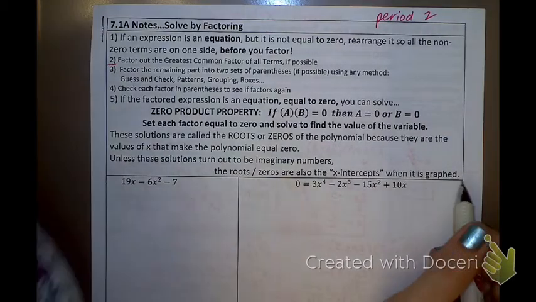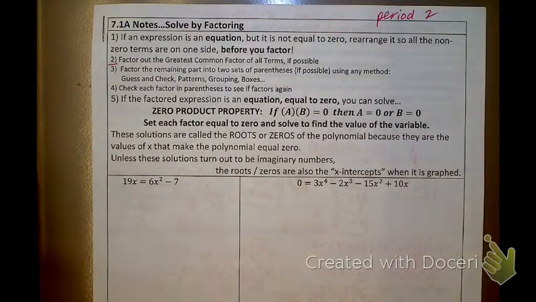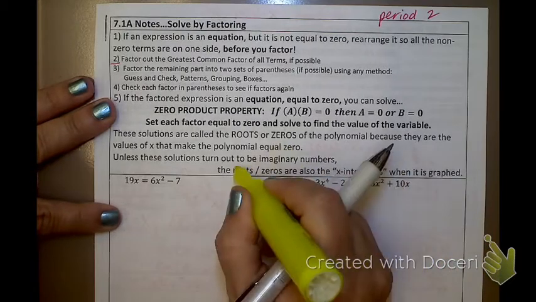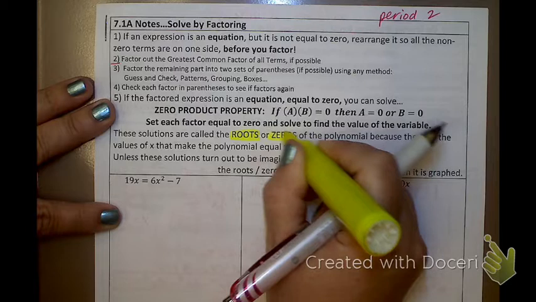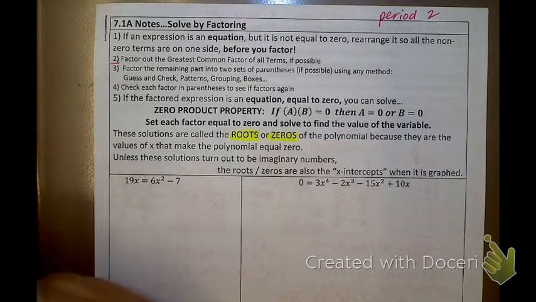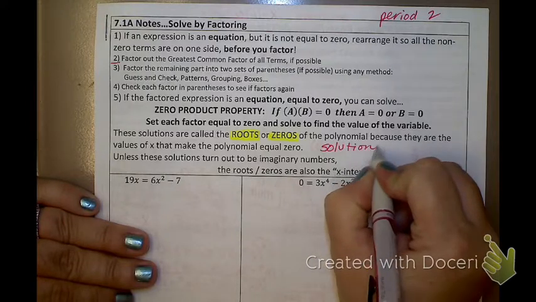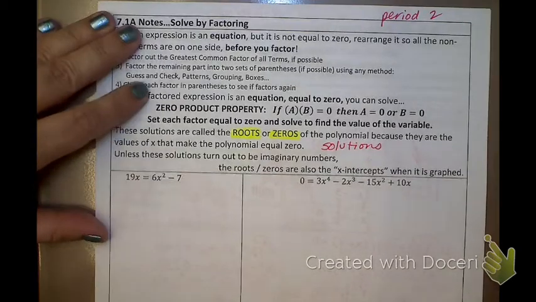Some things that are important to point out, as I grab a marker here, is we're going to be using this term roots or zeros. Sometimes they will also be called solutions. And those are all of our answers. When we get graphing, they will be called x-intercepts, and we'll talk more about that later.